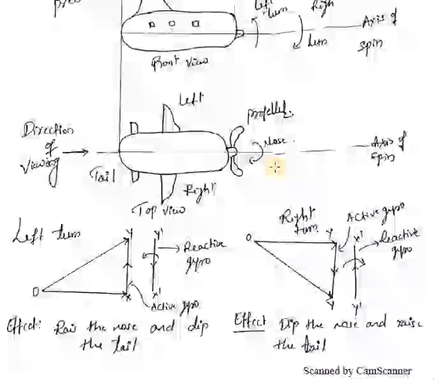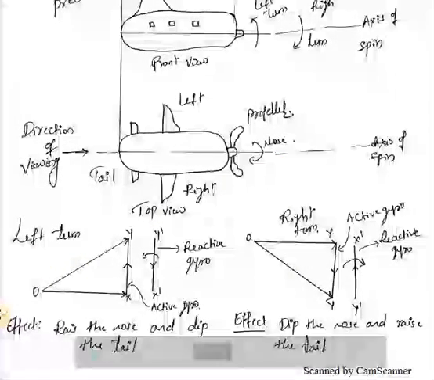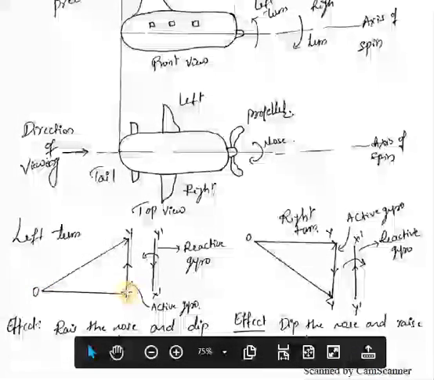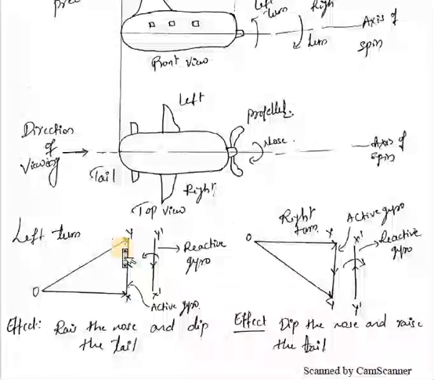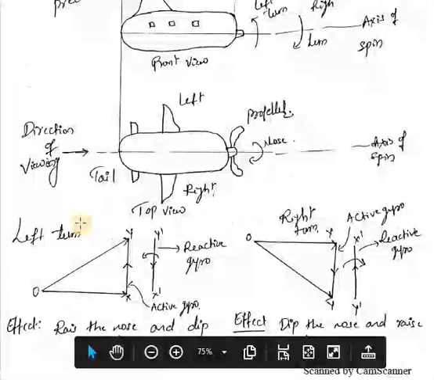And if you draw the angular momentum vector for both conditions, if it is taking a left turn, this is the initial position before turning. After turning, it will shift to O to Y. So in that case, it will raise the nose and dip the tail.